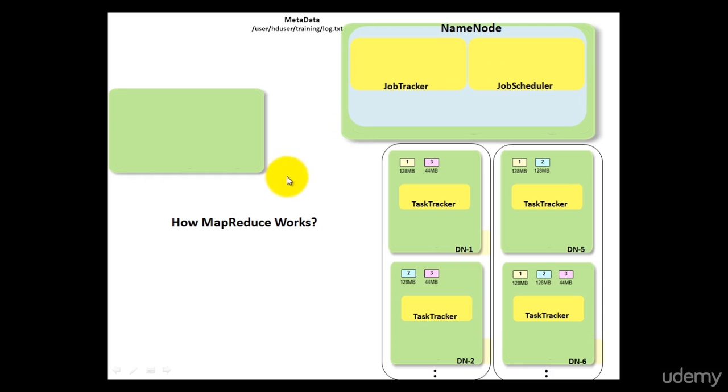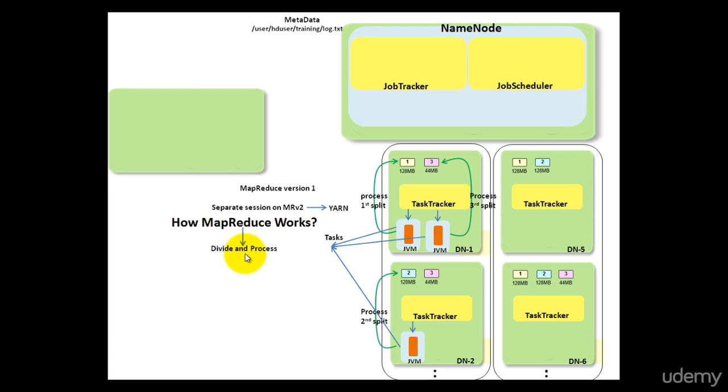Now we shall see the working of MapReduce. Before we start, let me confirm that in this session we will be learning MapReduce version 1. There will be a separate session on MapReduce version 2, which is also called YARN. Let us not worry about it now. So how does this MapReduce work? MapReduce works on the principle of divide and process. It means processing of data is divided into tasks, and these tasks are run across the cluster.